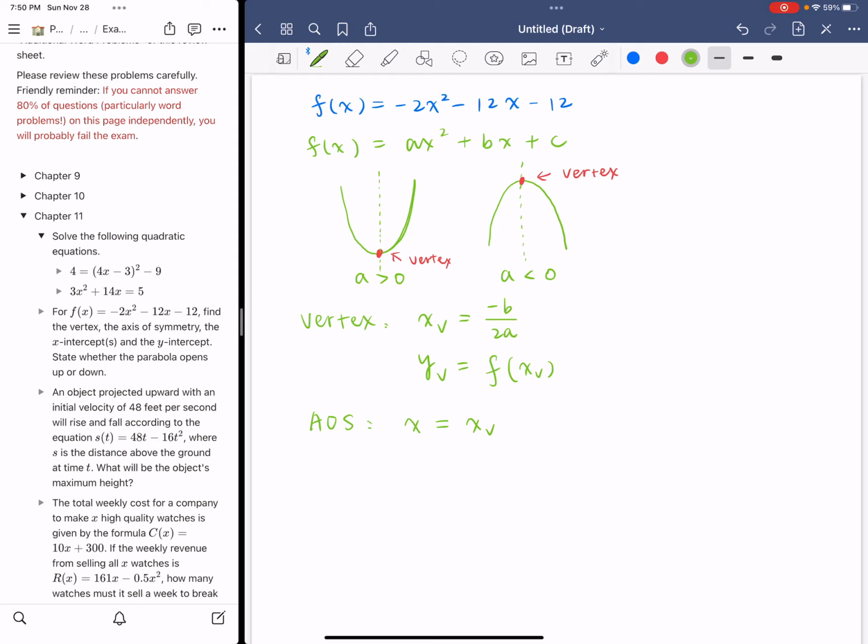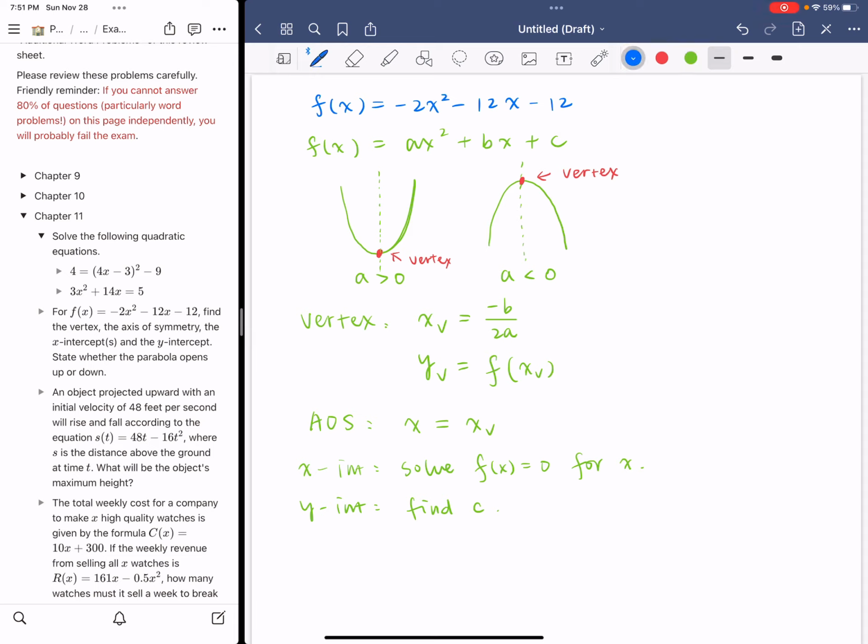And then finally, we have x-intercept and y-intercept. X-intercept, how do you find it? You will solve f of x equals 0 for x. So that's basically how you get the x-intercept. And then for y-intercept, you will find out what c is, because c is essentially your y-intercept. So find c.